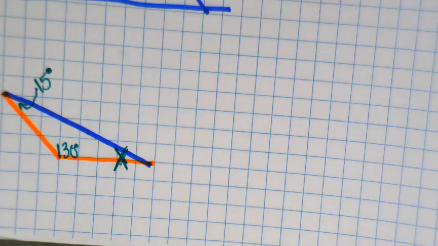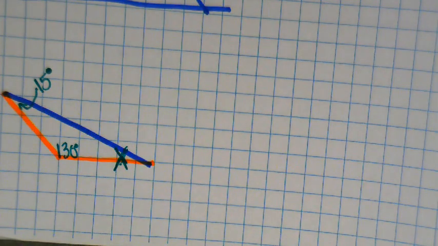So this one's 130, this one's 15 degrees, and this one's X. So you wrote this down? Nice, neat, and organized. All right. How do we solve for X?